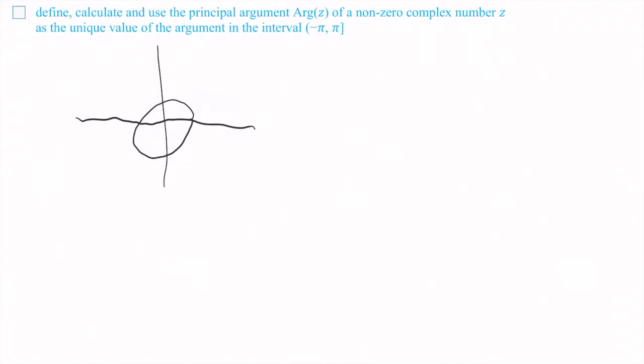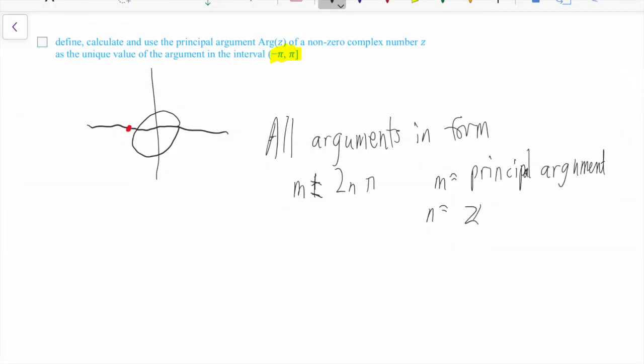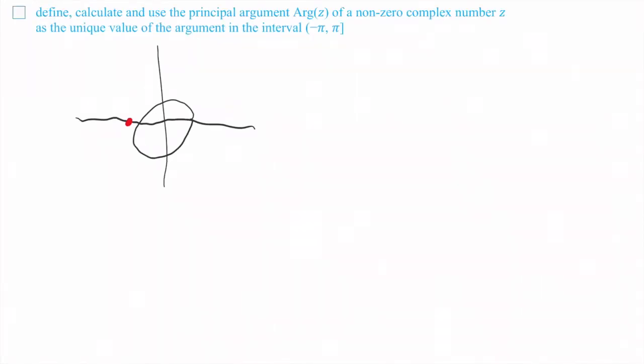For instance, if we had the argument of pi, it would be equal to the argument of negative pi, with both lying on the negative x-axis. Inversely, it means that any complex number has an infinite number of arguments, each in the form n plus or minus 2m pi, where n is what is known as the principal argument and m is an integer.